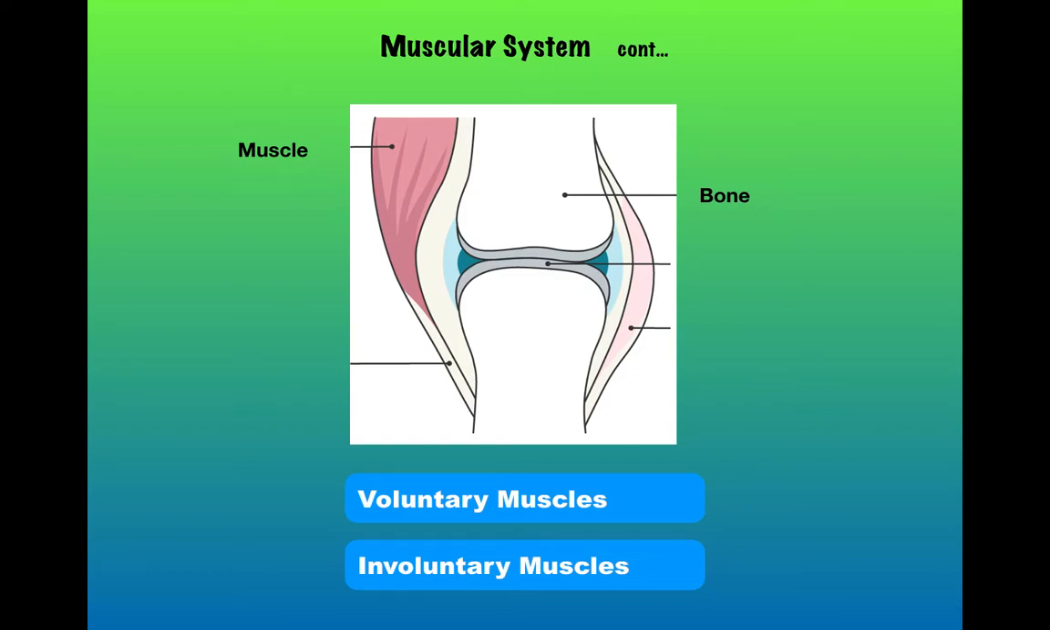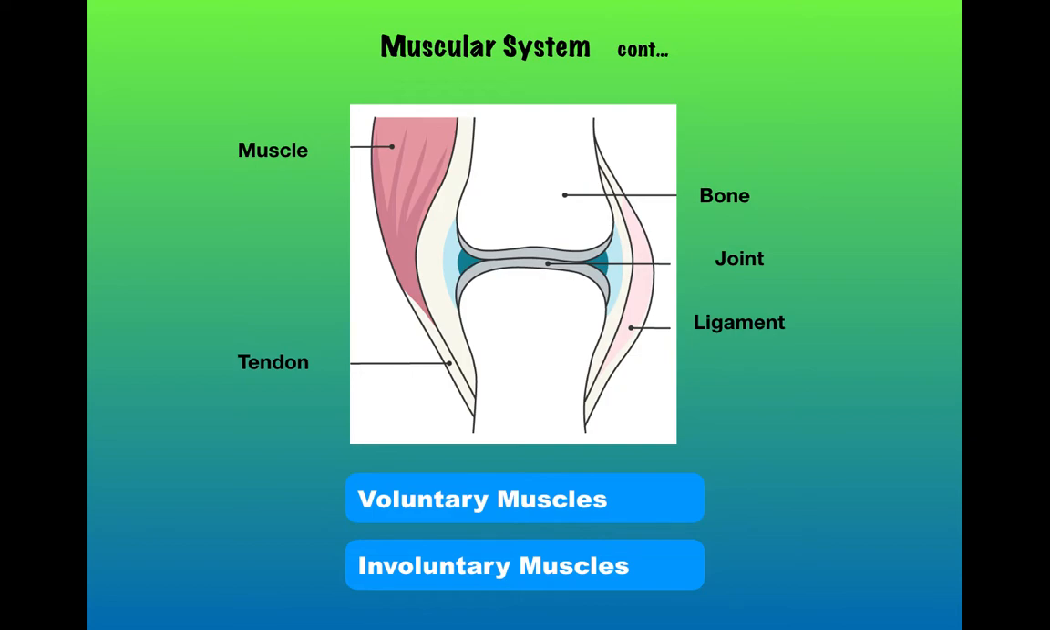The two bones meet each other at the joint, and the two bones are connected to each other with the help of a ligament, and the muscle is connected to the bone with the help of a tendon. The muscles can be voluntary muscles and involuntary muscles. Voluntary muscles are those muscles whose action we can control. Involuntary muscles are those muscles whose action we cannot control.